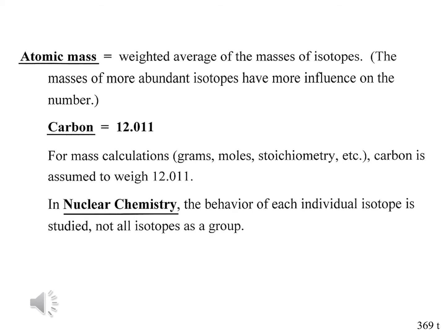In chemical reactions, you use the average of the isotopes because they all do the same thing in chemical reactions. But in nuclear chemistry, you have to separate the isotopes and look at what each one does individually.